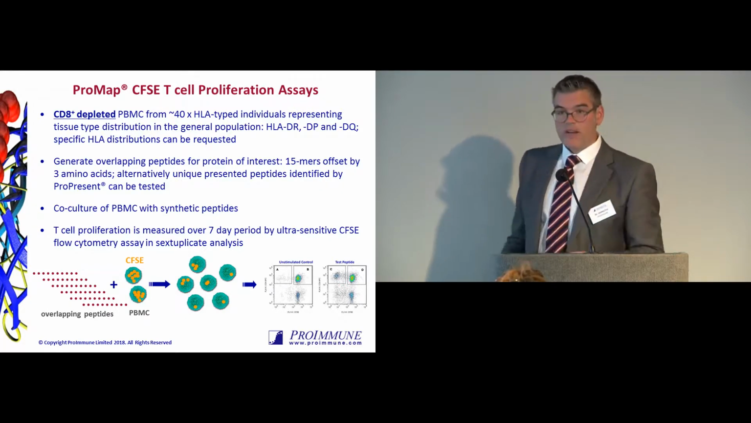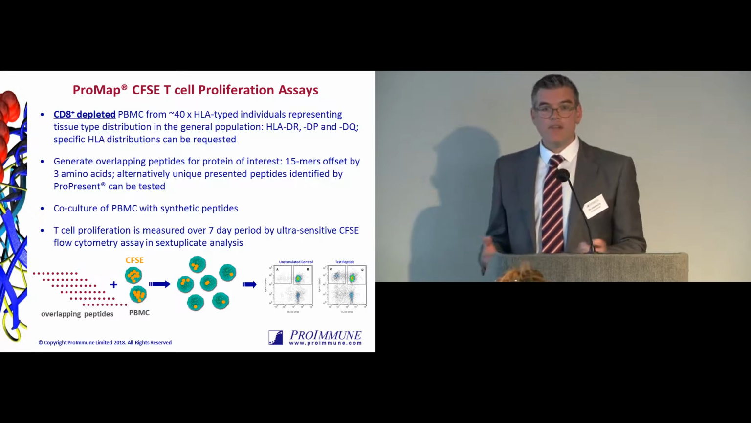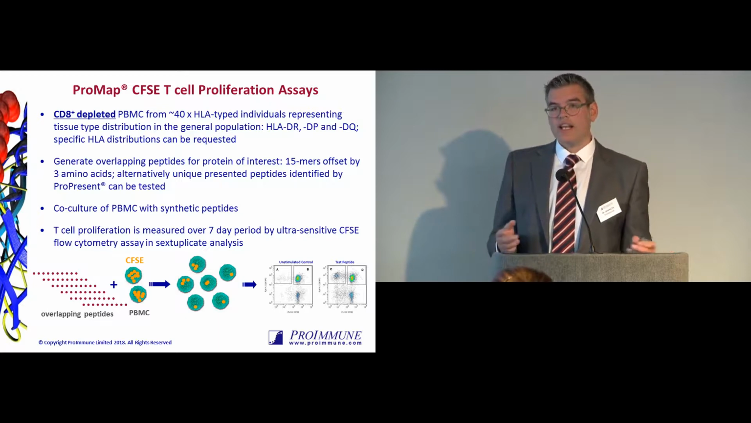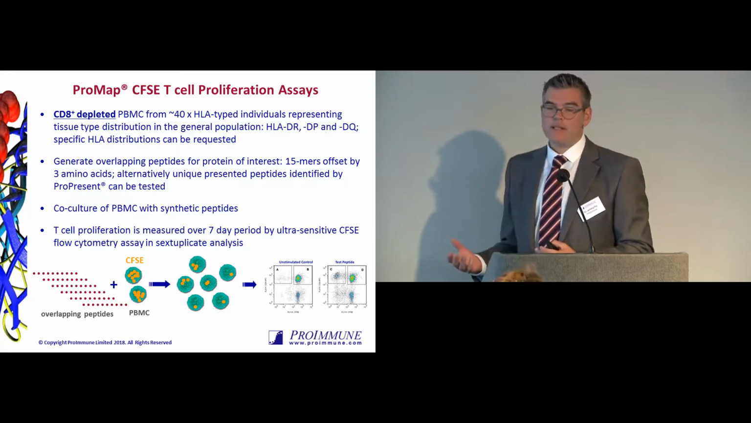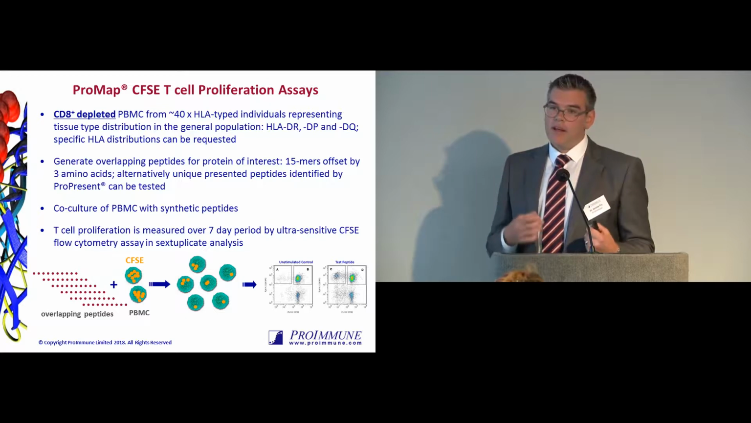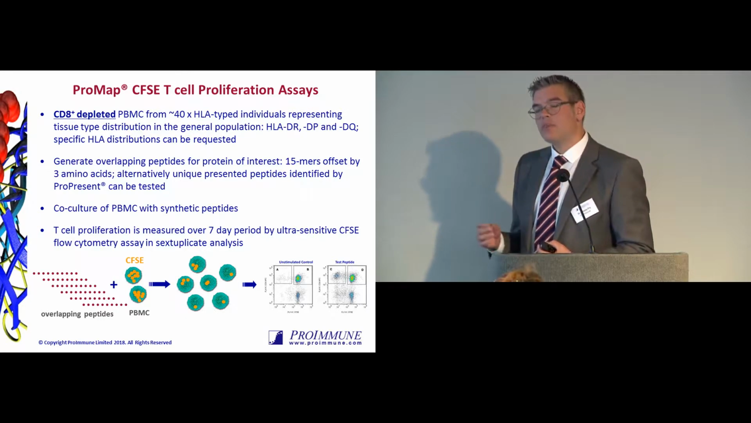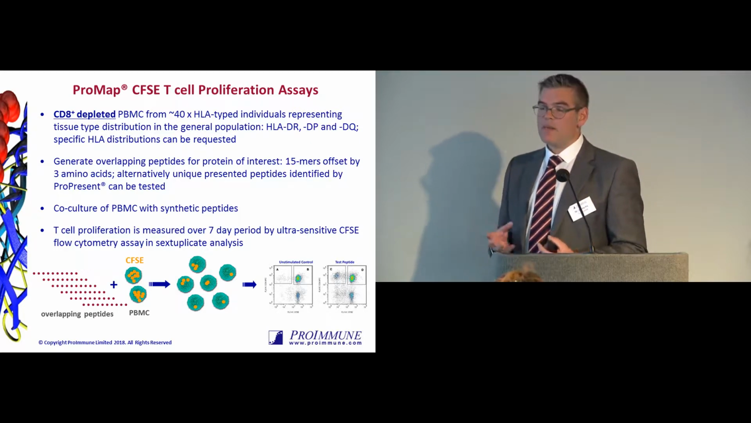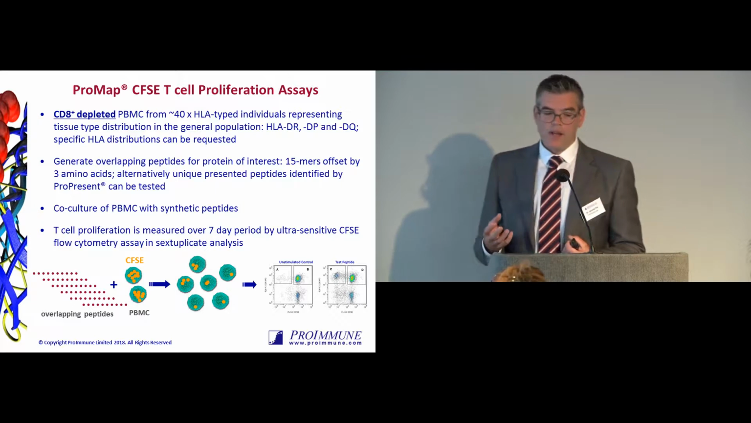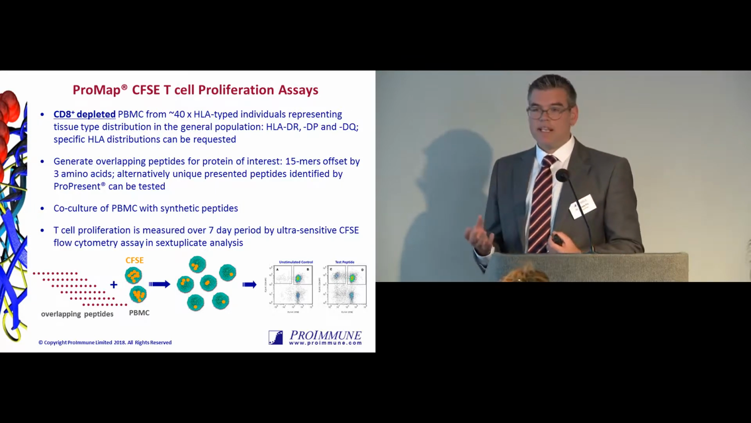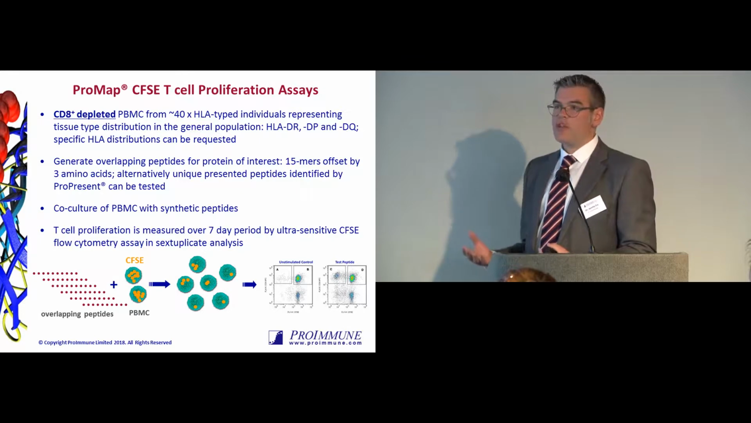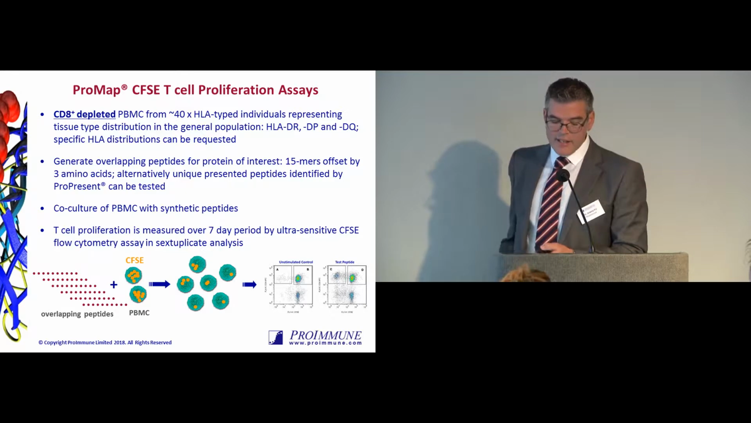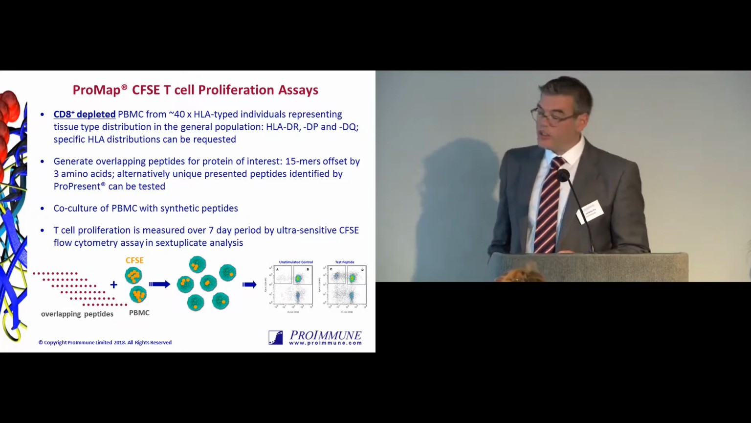And if we're doing an overlapping strategy, then we would generate 15-mer peptides overlapping by 12 amino acids, high purity, so 95% purity, or alternatively, we can use those peptides that have been identified using ProPresent, and that's another nice option. Going back to the post-translational modification point that I made earlier, if there were any specific modifications on those peptides that had been identified in ProPresent, or you knew your own product had a modification at that particular position, then of course these synthetic peptides can also be generated with those modifications and then tested in these assays. It's a simple 7-day culture with the peptides.